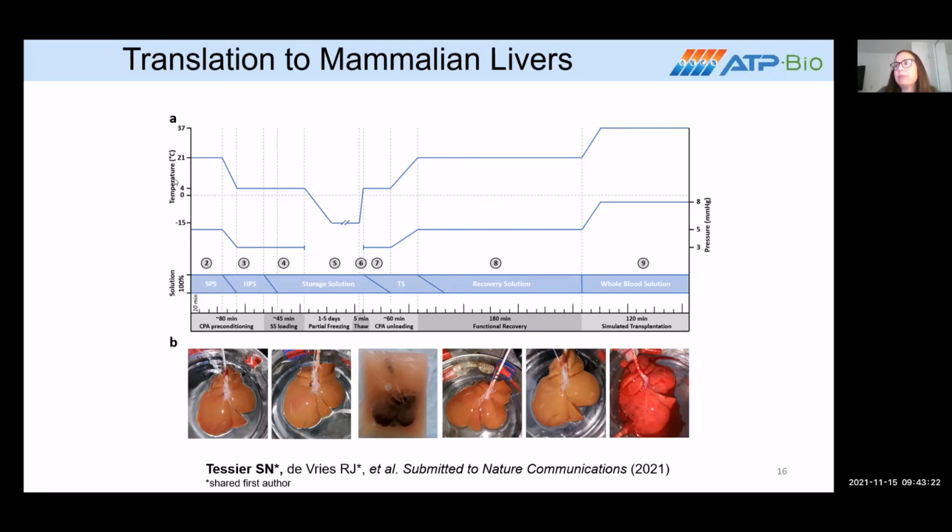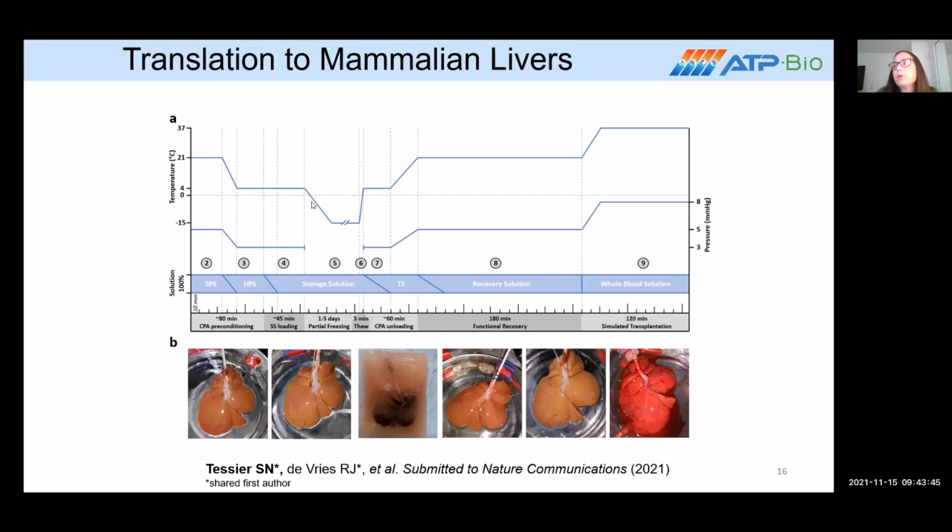But basically, we have a protocol for whole liver mammalian partial freezing that leverages machine perfusion, the strategic delivery of cryoprotectant agents that use subnormothermic perfusion as a preconditioning step, and hypothermic perfusion to deliver some of the cryoprotectant agents that might have a little bit higher toxicity.